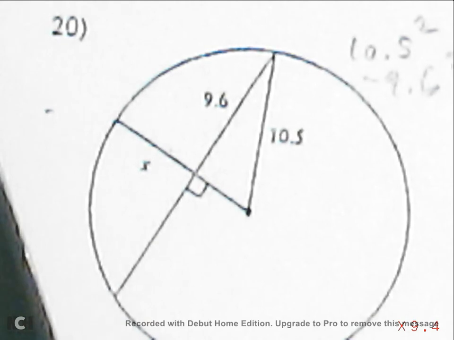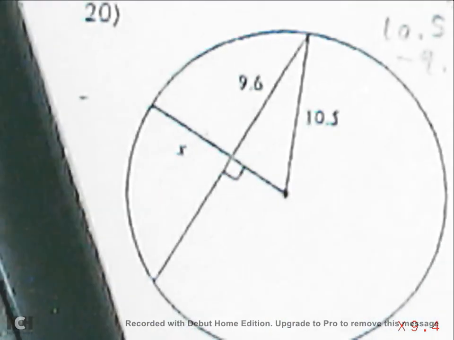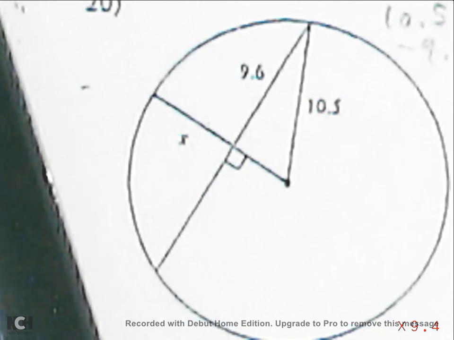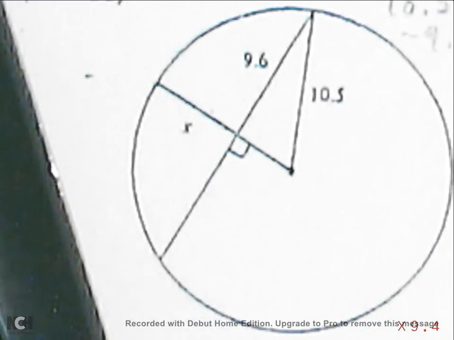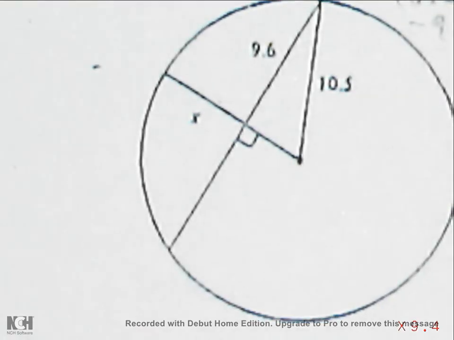So 10.5 squared minus 9.6 squared is 18.09. Find the square root of 18.09, and we get 4.25. So we're going to take away 4.3. Again, this is going to be approximate. So if I do 10.5 minus 4.3, I get 6.2. So x is approximately 6.2. Okay, and that is chords.